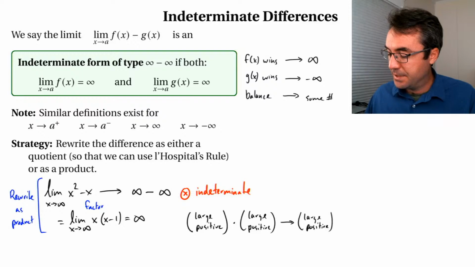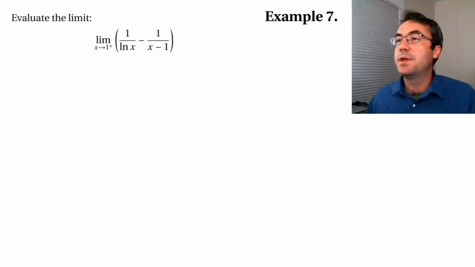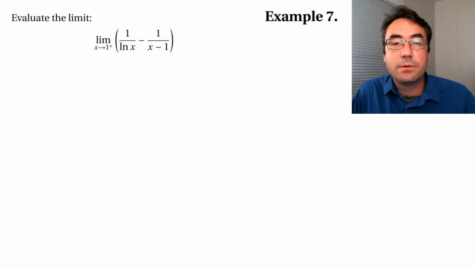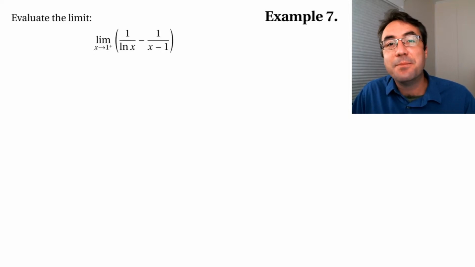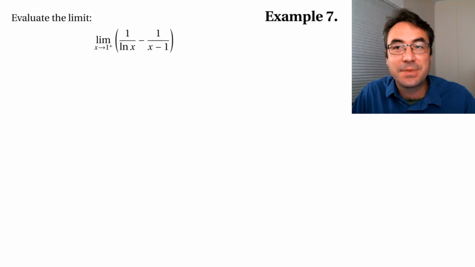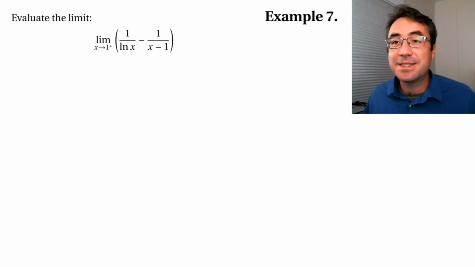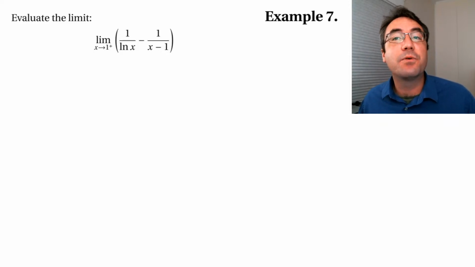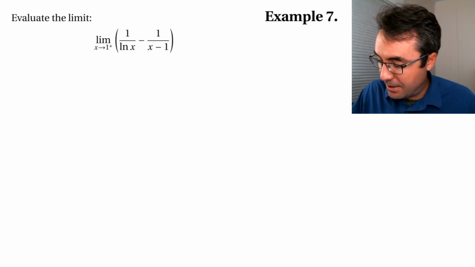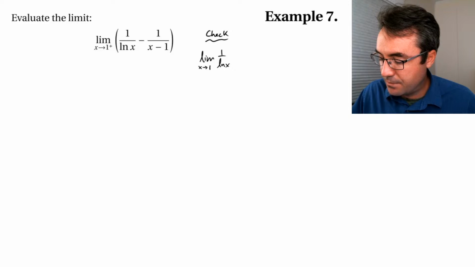All right. Let's try an example, and we're going to see how to rewrite a difference as a quotient. We're going to look at the limit as x goes to 1 from the right of the function 1 over natural log x minus 1 over x minus 1. First, as we've been doing, we want to check whether this is actually an indeterminate form. So let's look at 1 over natural log x as x goes to 1 from the right.